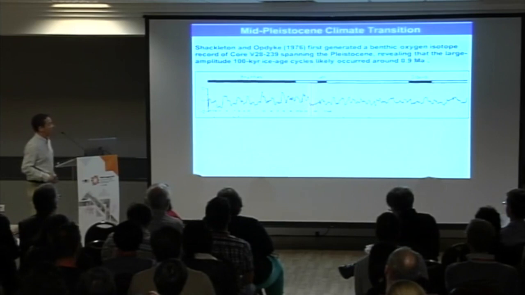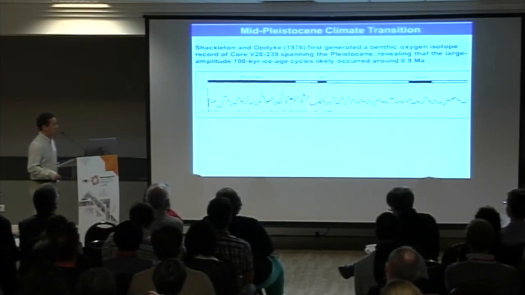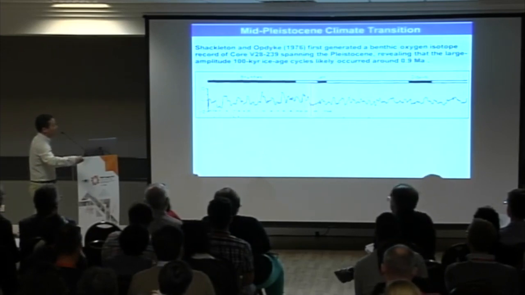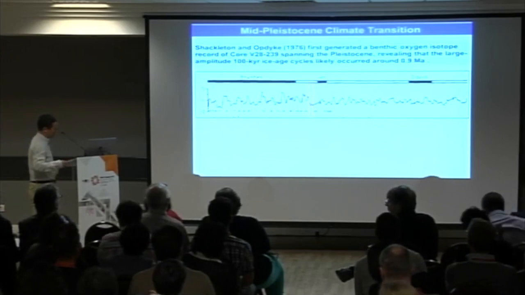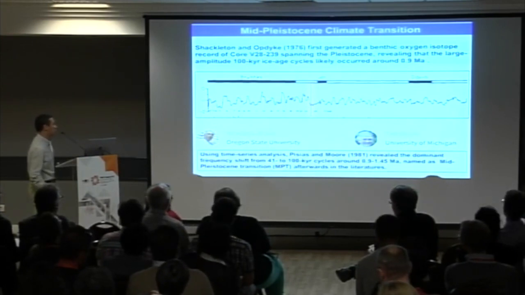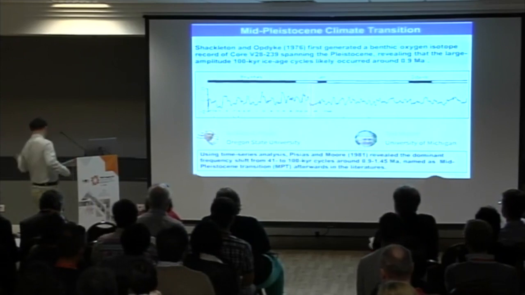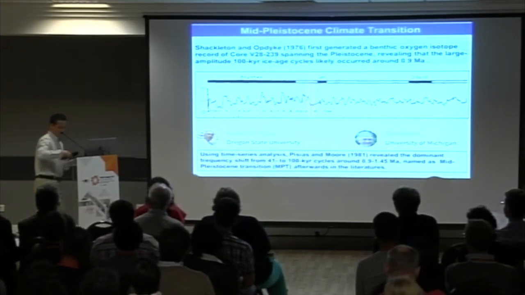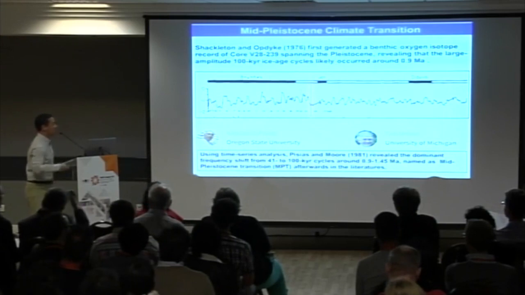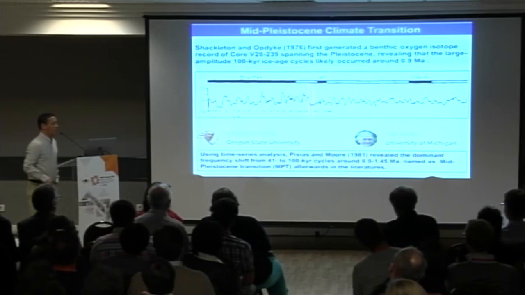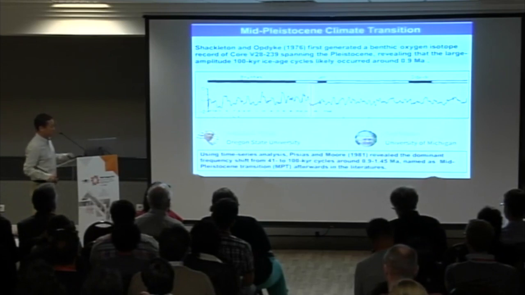We know that 40 years ago, Shackleton and Opdyke first generated a very detailed Pleistocene oxygen isotope record, and they found a large amplitude shift around 0.9 million years ago. Then, using time series analysis, they revealed a frequency shift from 41 to 100 ka cycles around 1.5 to 0.9 million years ago.